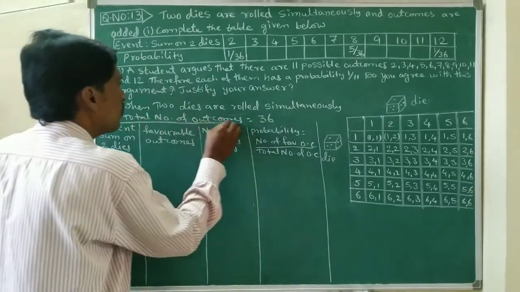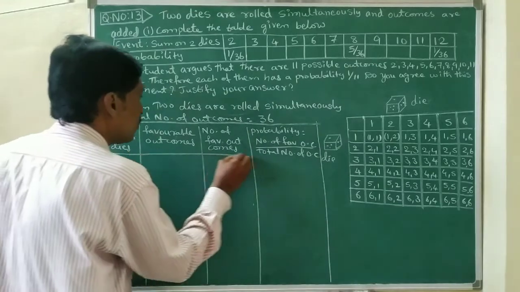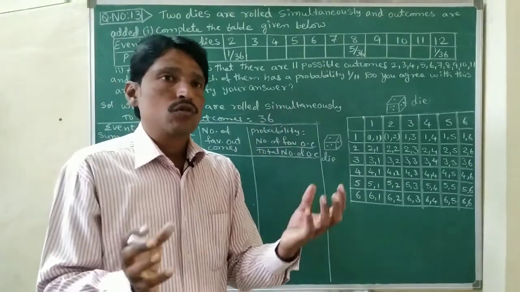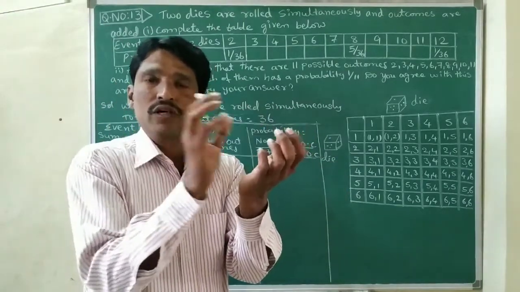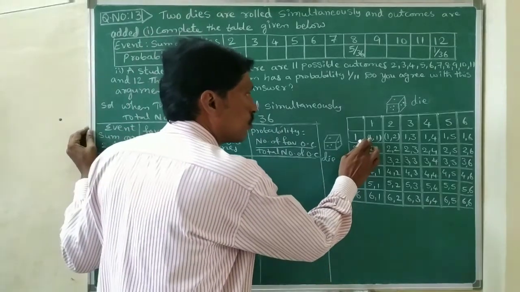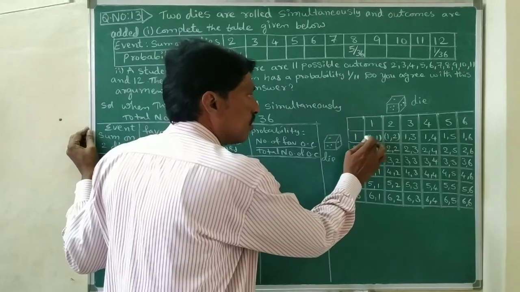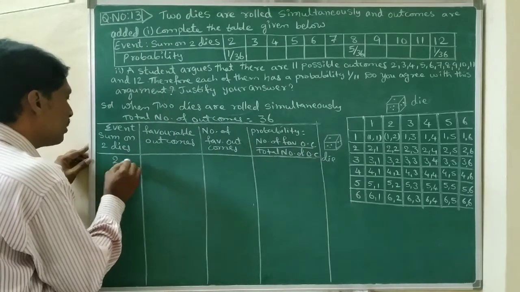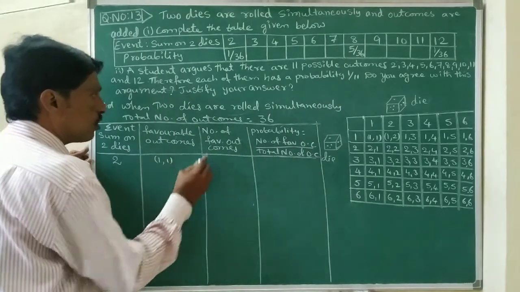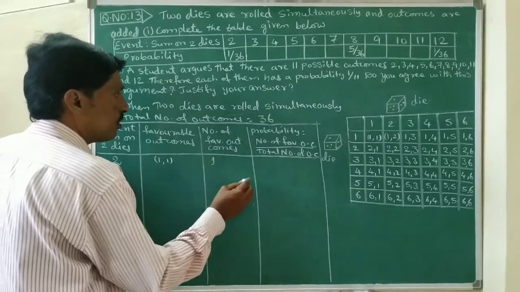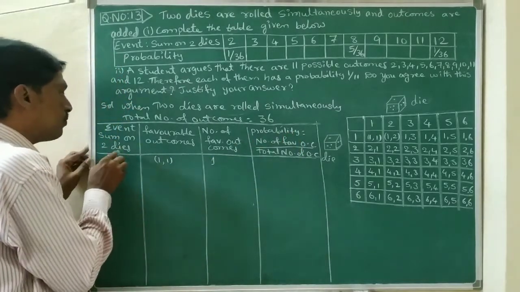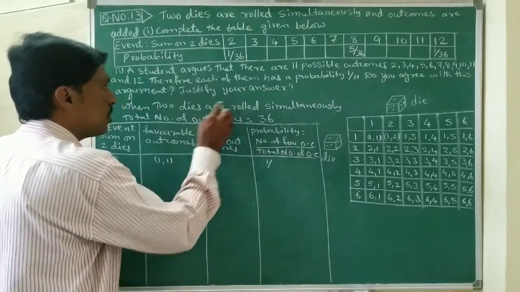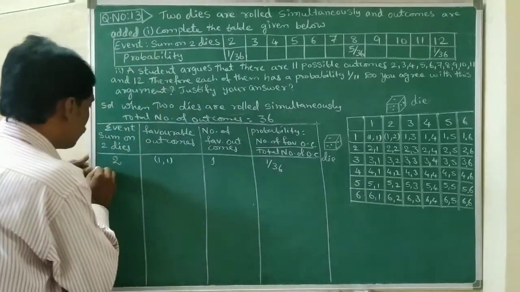So here we need to find first 2. Sum on two dice will be 2. In this one, 1 plus 1 only, we are getting 2. So here the first die is 1, the second die also we got 1, means it is 1 comma 1 only. Only one possibility. So the number of favorable outcomes is only 1. The probability of getting a sum of 2 is number of favorable outcomes by total number of outcomes. Total number of outcomes is 36, means 1 by 36.